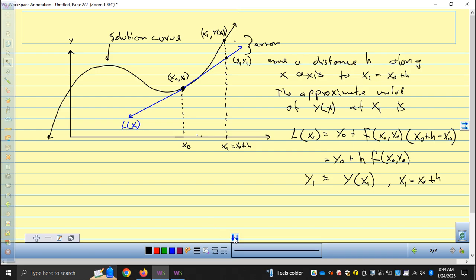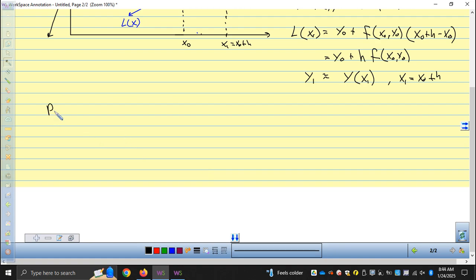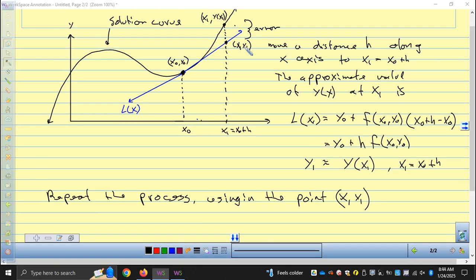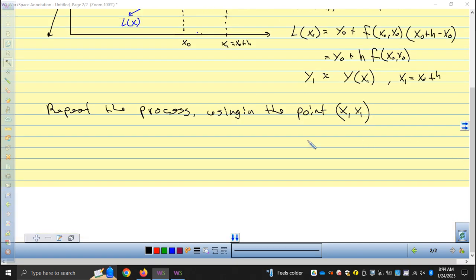Now we can repeat this process using the point x1, y1. y1 is our approximation, and we're going to use that as the starting point. And it's approximately on the solution curve.